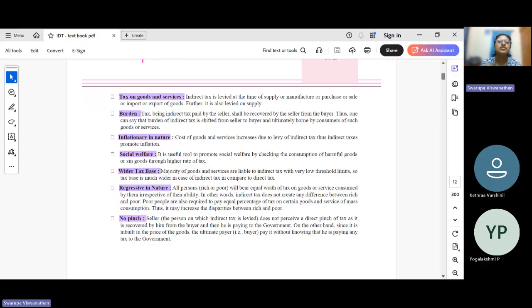No pinch. No pinch is because the seller is only collecting the tax from the consumer and depositing it to the government. So the seller does not have any direct pinch of paying, like direct tax where you have to pay tax out of your pocket. There is no direct pinch on the seller of goods and services.